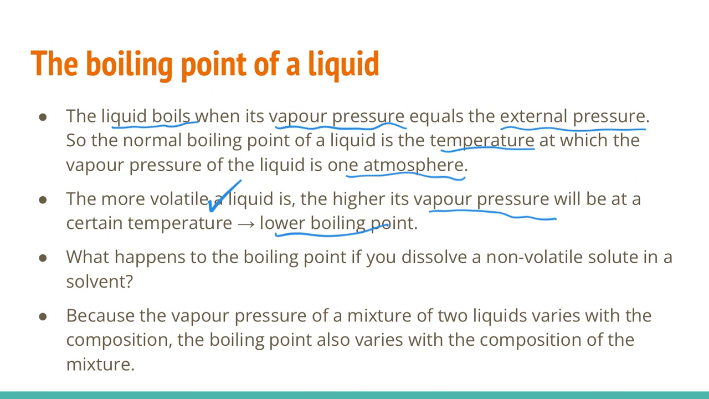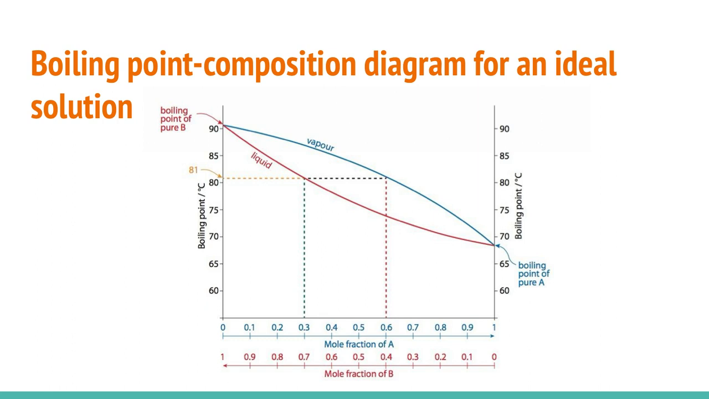But when we add something to a volatile solution, so if we add a non-volatile solute into the solvent, the boiling point's going to change, and that's because the vapor pressure of the mixture of the two liquids is going to vary with the composition. And the boiling point then is also going to vary with the composition of the mixtures. So we can look at this then as a boiling point composition diagram for an ideal solution.